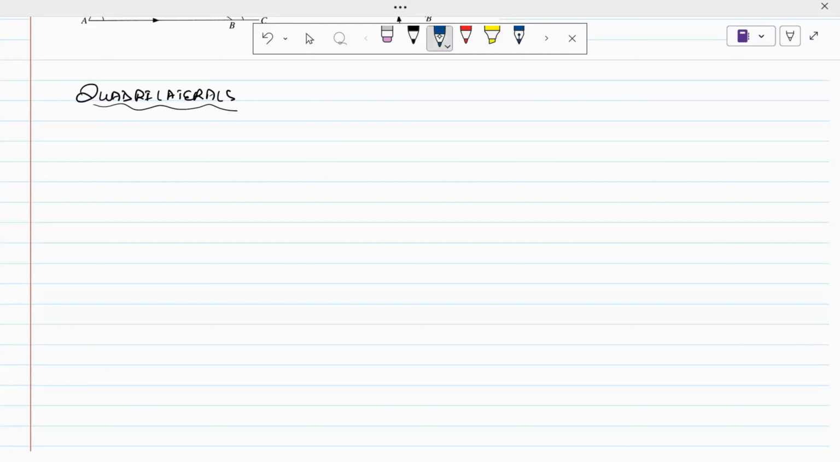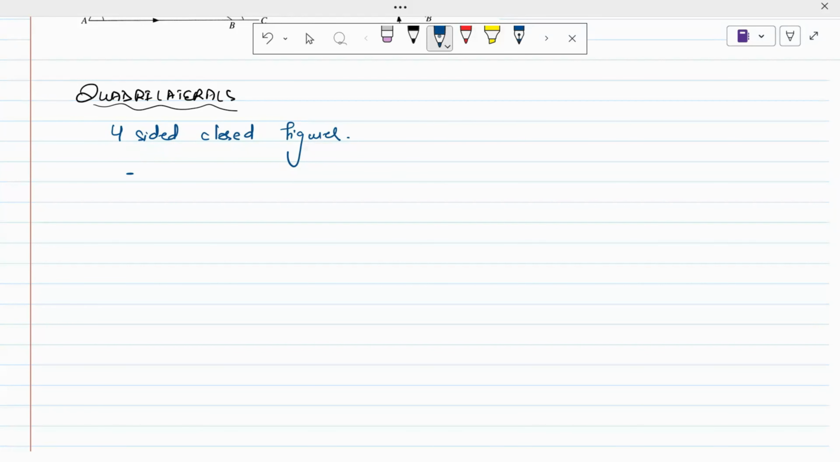Previously, we had a look at properties related to triangles, and now it's quadrilaterals. When we say quadrilateral, a quadrilateral is a four-sided closed figure. So generally speaking, four-sided closed figures are called quadrilaterals. And there are a number of different quadrilaterals in our syllabus.